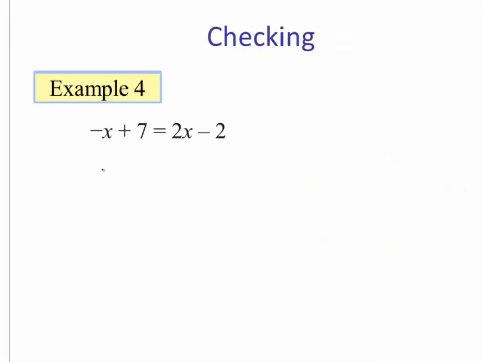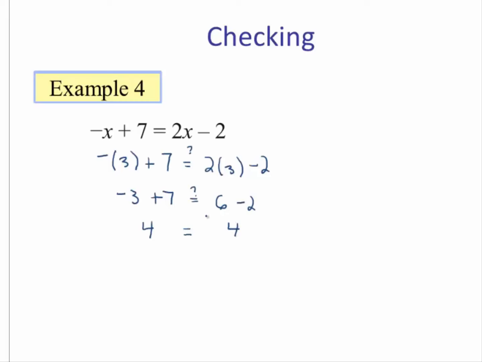To check it, everywhere we see an x, we're going to stick positive 3. And what we hope is the left-hand side will equal the right-hand side. Following the order of operations here, negative 1 times 3 is a negative 3, plus 7, which gives us 4. On this side, we multiply first. We get 6 minus 2, and of course that's 4. So we have the left-hand side equal to the right-hand side.